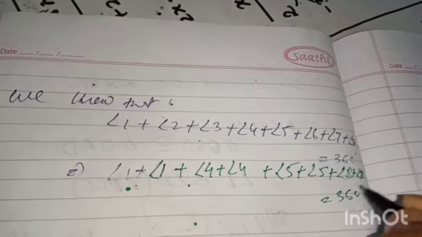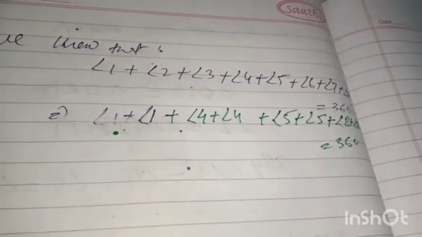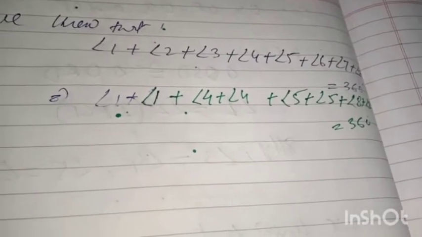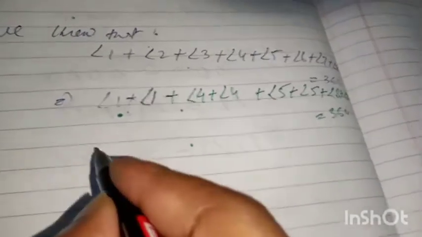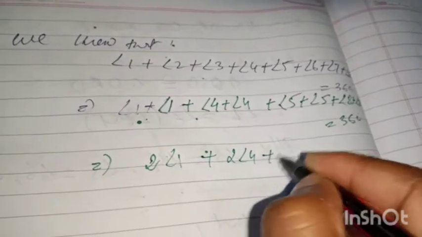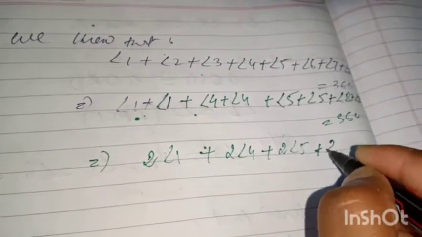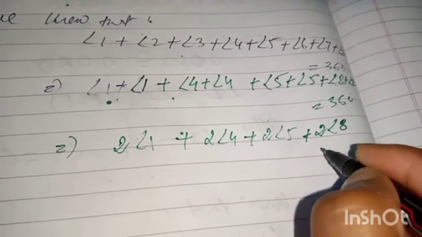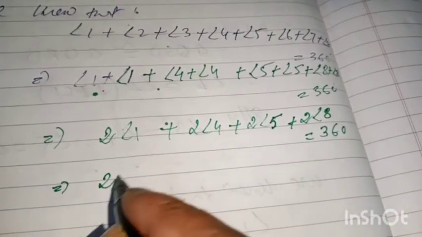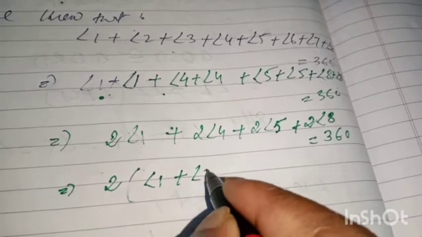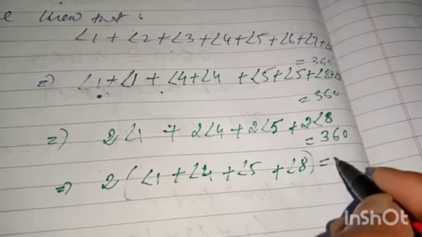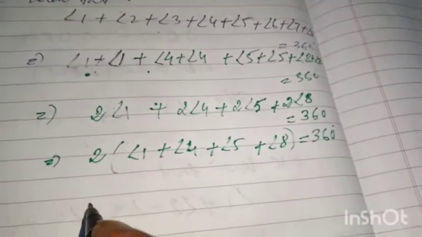See, I changed the angle because they are equal. I have to say that if they are not equal, we cannot change it. They are equal, that is why we can change it. So angle 1 plus angle 1, twice angle 1, twice angle 4, twice angle 5, and at last twice angle 8, equal to 360. So you can take 2 common. What is left? 1, 4, 5, 8 equal to how much? 360. What is 360? This is the complete angle.